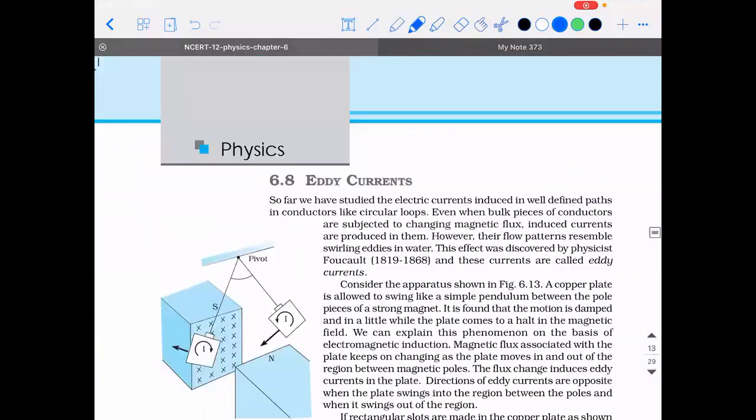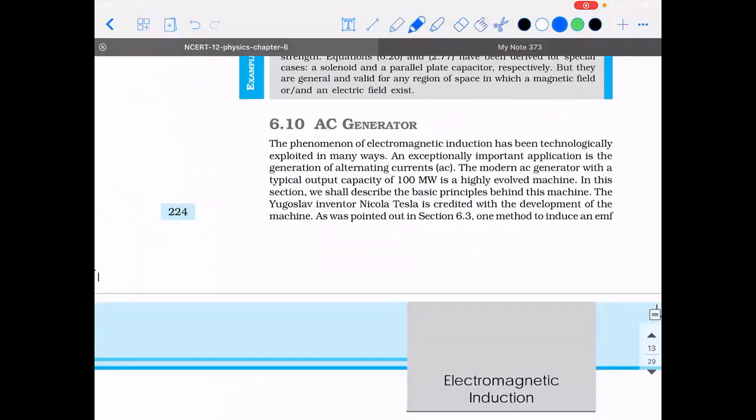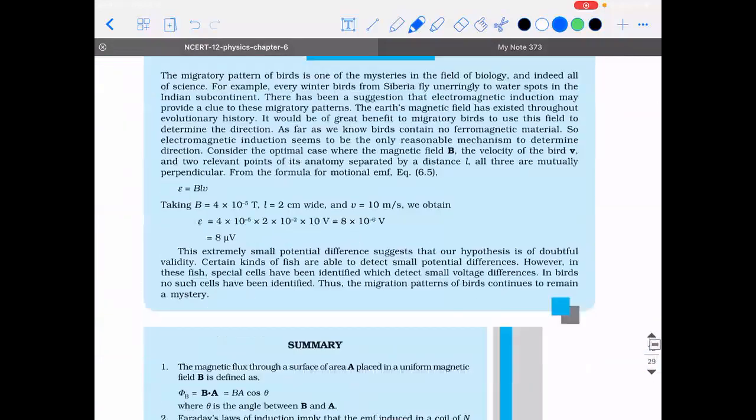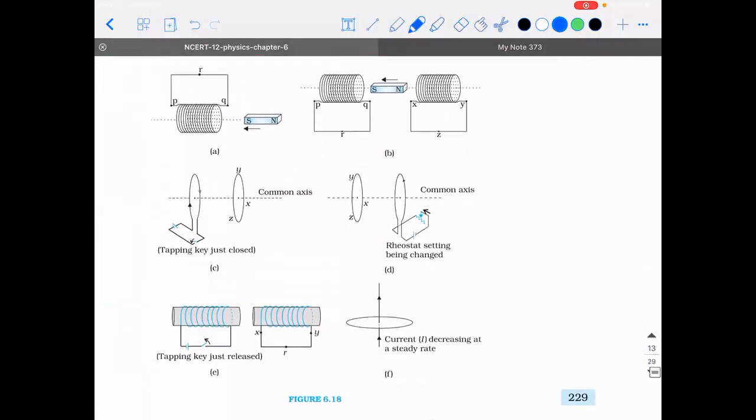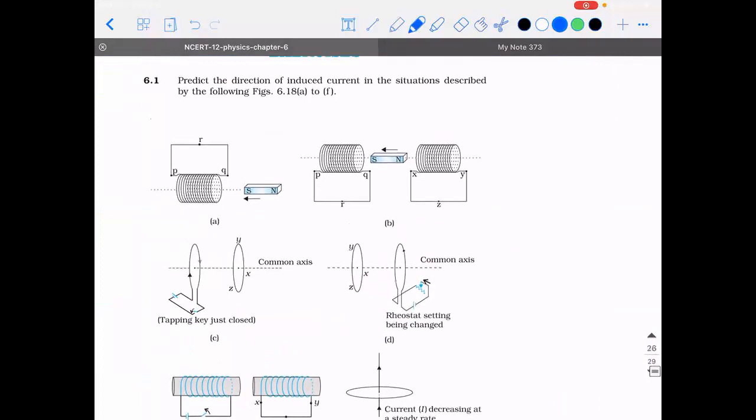So next is we'll do some more exercise problems. I'm doing some important problem. You are going to do now. I'll give you 2 minutes for each problem. You guys do and tell me. So you need to predict the direction of induced current in the situations described by the following figures 6.18a till f. Do it and tell me.